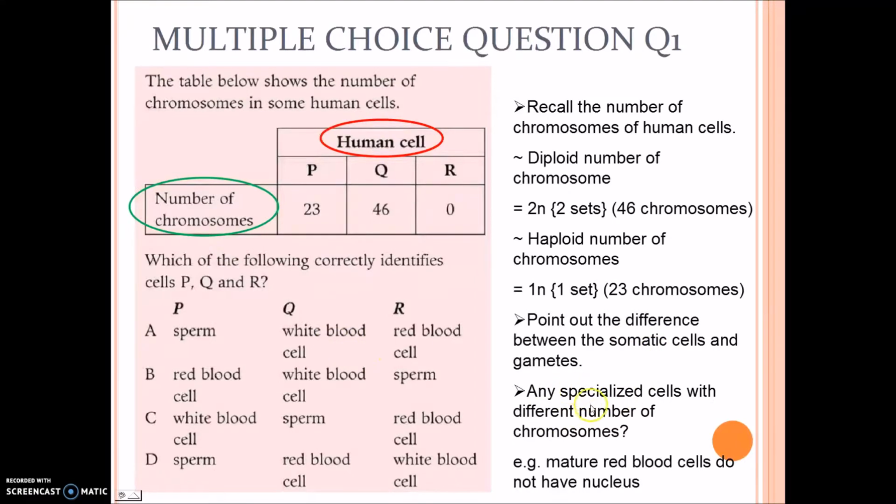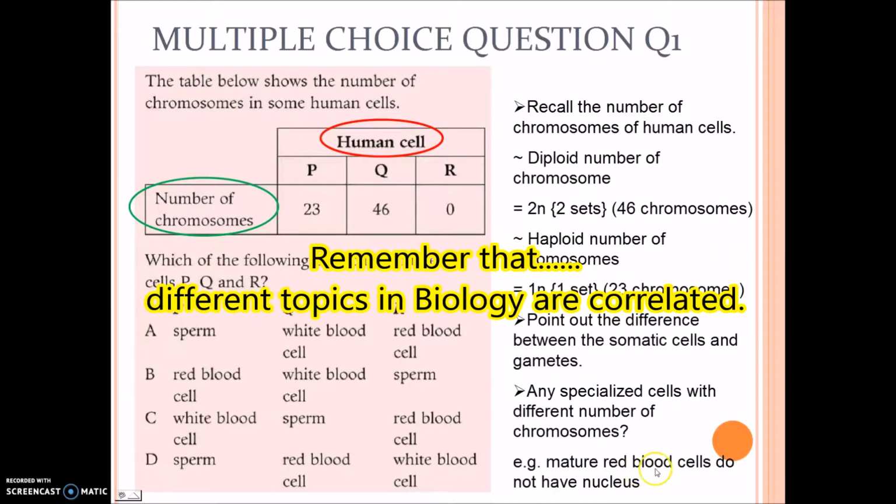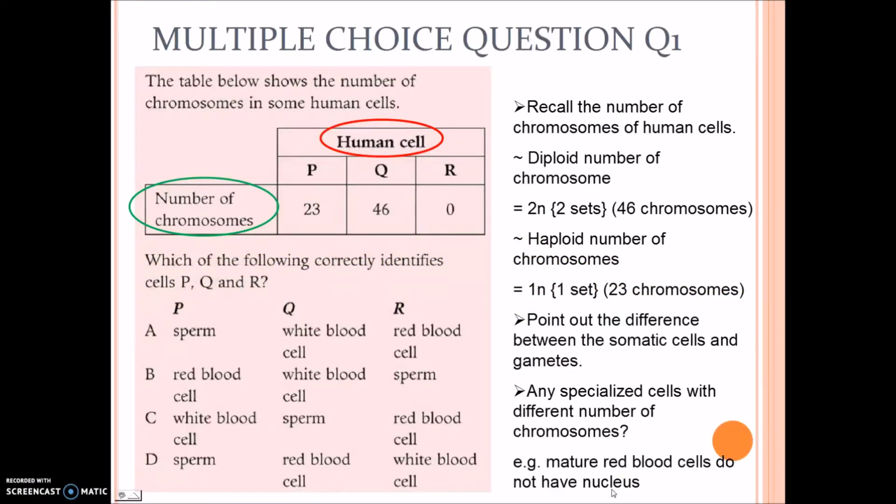And the next part is that there are specialized cells with a different number of chromosomes. For example, the mature red blood cell does not have a nucleus. For what? Refer to chapter 8. You can see that red blood cells do not have a nucleus because they have more space to contain hemoglobin and carry oxygen, right? So the point is that for cell R, the red blood cell must be the answer. So the answer must be A or C. B, sperm cell, wrong. Red blood cell, also wrong.